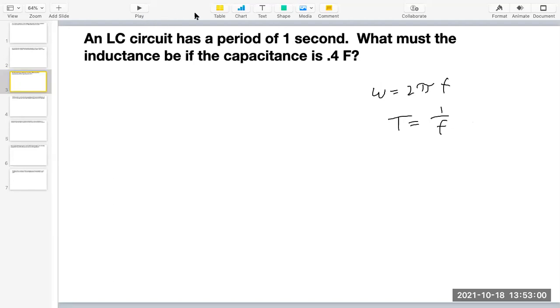This is mostly just manipulating the equations. So our angular frequency is going to be equal to the square root of 1 over LC, which is also equal to 2 pi times our frequency, or 2 pi over the period. That's a very symmetric looking fraction. Neat.